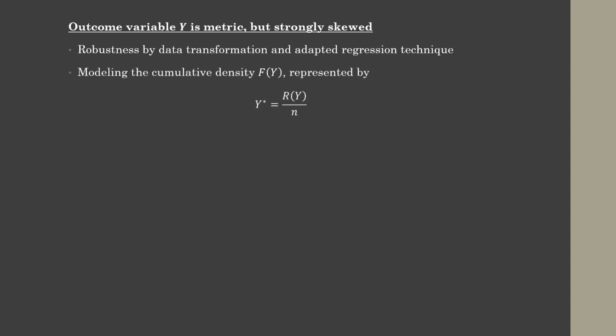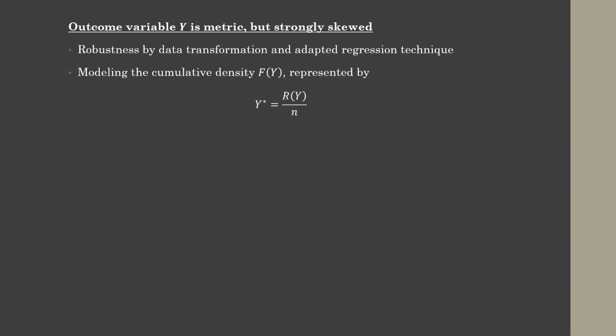But in an ordinal regression model, cut points must be estimated for each value of y. Doing this would raise the number of parameters to be estimated and hence decrease the degrees of freedom dramatically. So, robustness must be introduced in another way, namely by transformation of y and by the adoption of the regression technique. First, let us take a look at the transformation of the dependent variable.